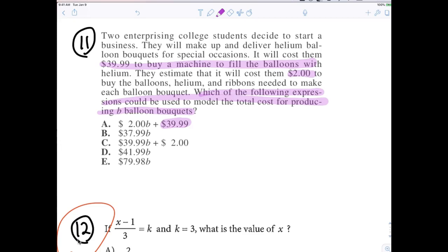All right? $39.99 is a one-time fee. Do you agree with that? Right? And then it's what? $2 for each balloon. Does everybody agree with that? All right, that was very good. If you know it's A, you're getting pretty good at writing out the equation. All right, I got you.